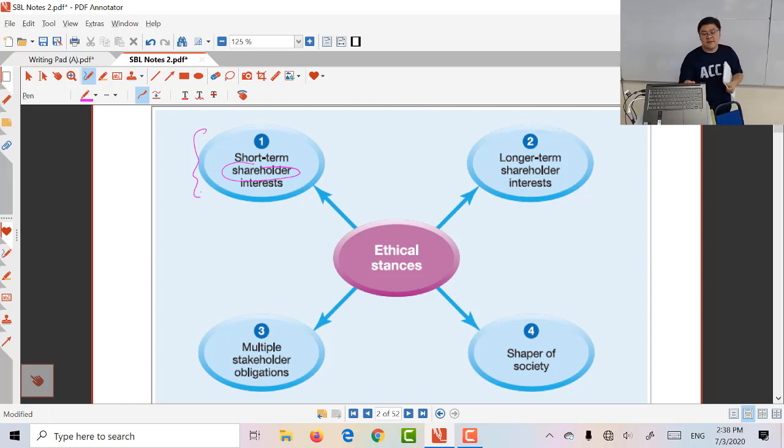That's why short-term shareholder interest is a motivation where you subscribe to totally zero CSR. You don't believe in CSR. So we subscribe to a position of zero CSR. You just want to do your business in a way that you comply with the law and nothing more than that. Just comply with the law. That's it.